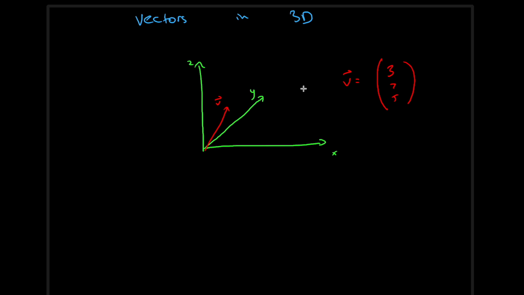So let's look at this graph here. Instead of having two axes, x and y, making up a plane, we have three axes, x, y, and z, making up a space. So here we have our x component for the vector v over here in red. Here's our y component, and here's our z component.